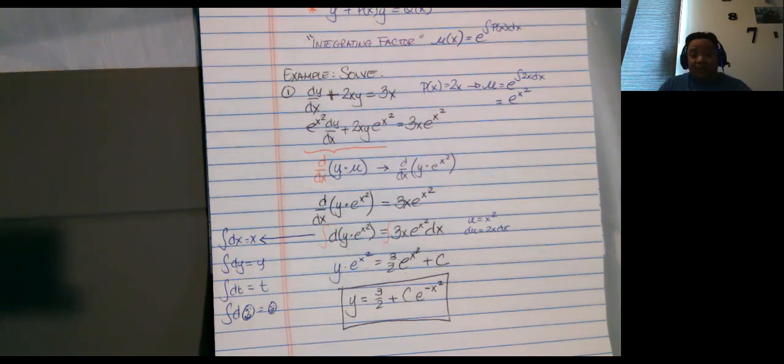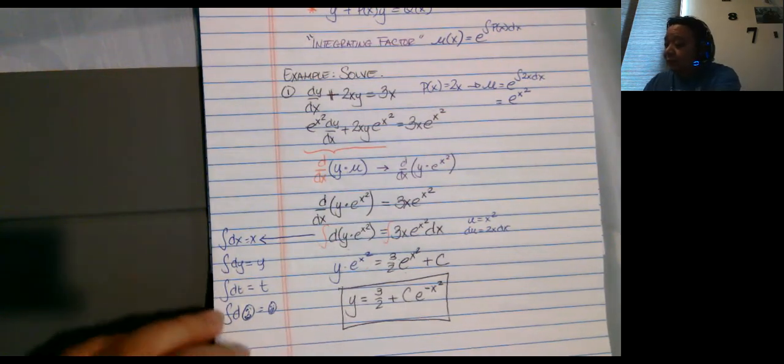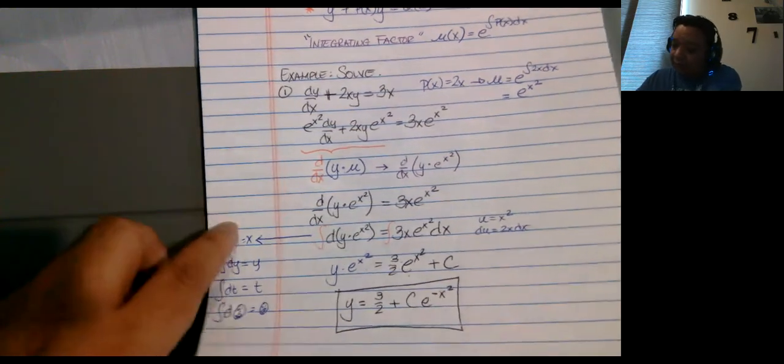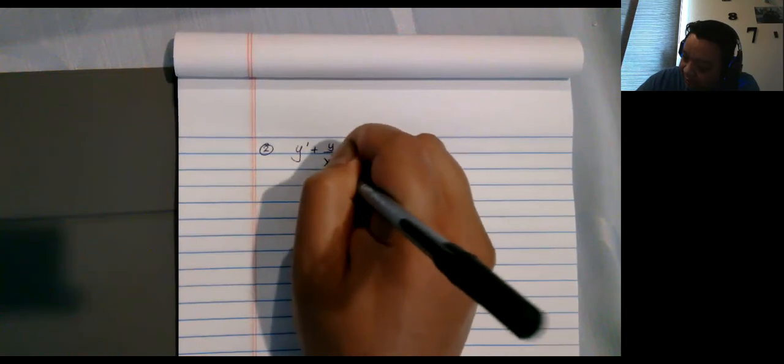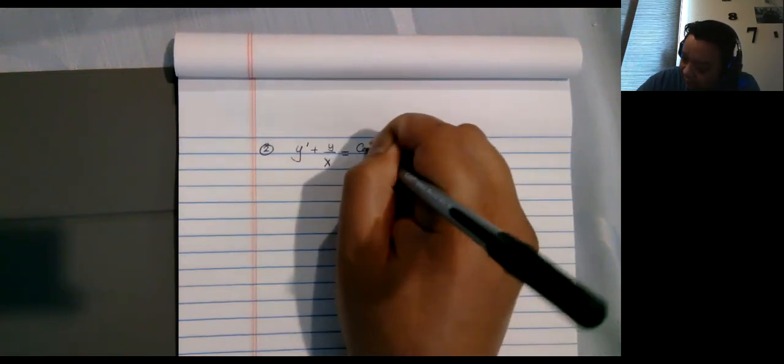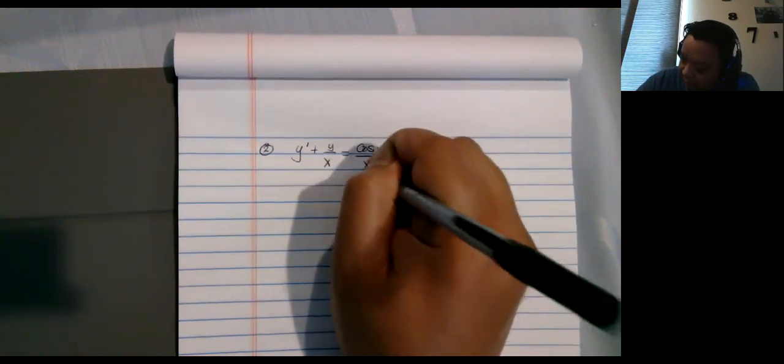Let's try another one. Okay, so let's do another one. So let's see if we can figure this one out. So example number 2. y prime plus y over x is equal to cosine x over x.